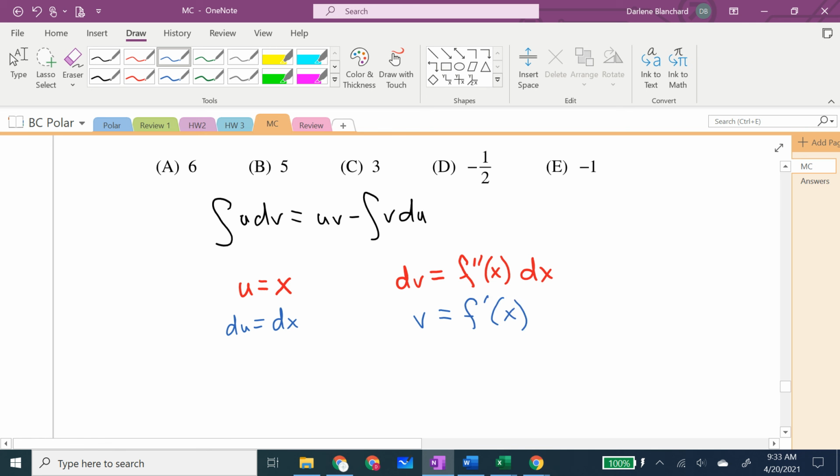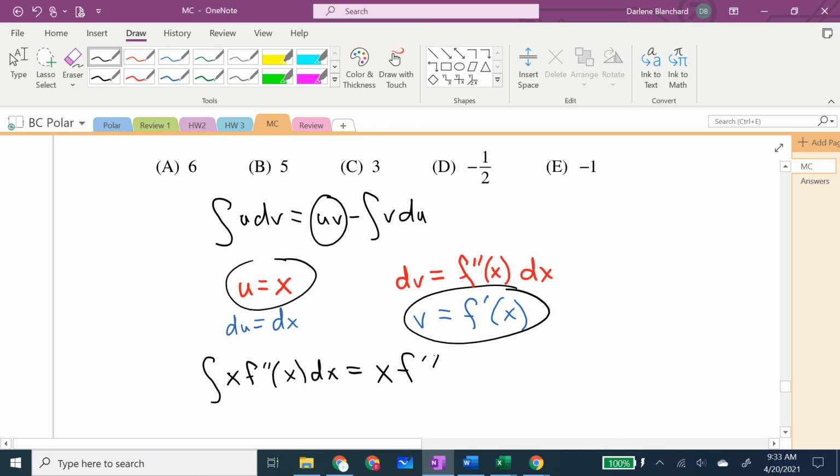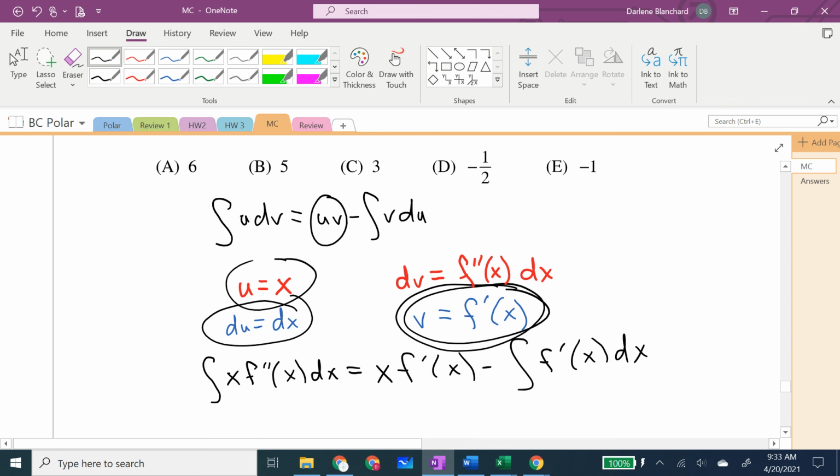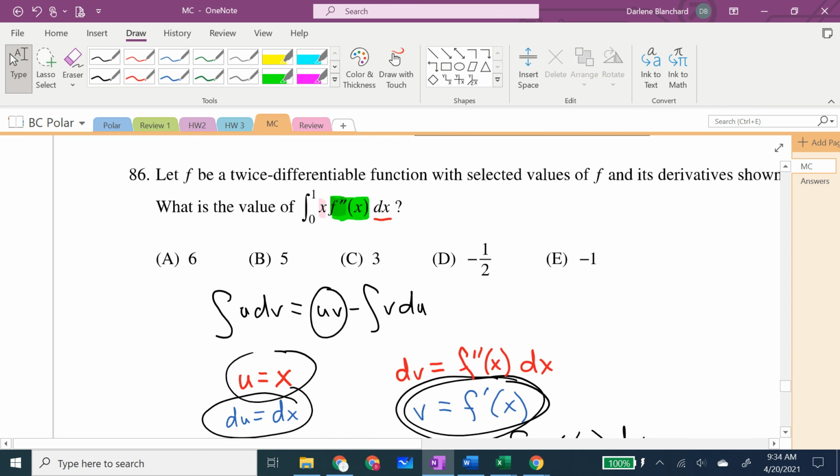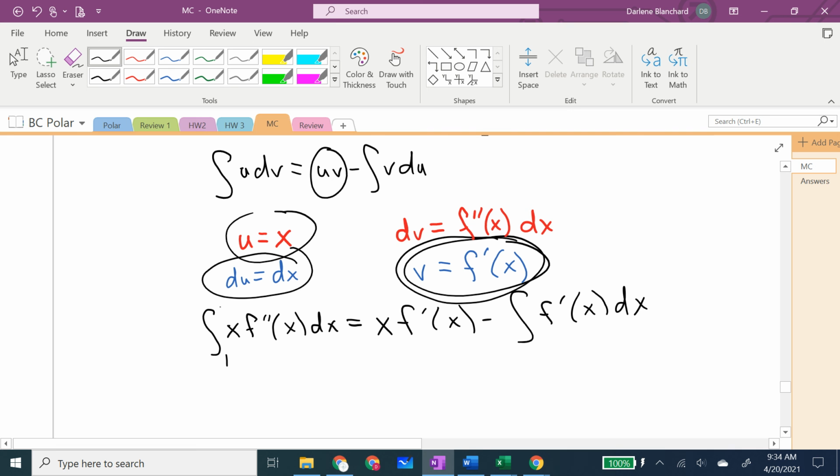of f. Now, this means that the integral of u times dv, so x times f double prime of x dx, is equal to u times v, u and v, minus the integral of v times du. Now, I want to add that this is the integral from 0 to 1. So right, 0 to 1.